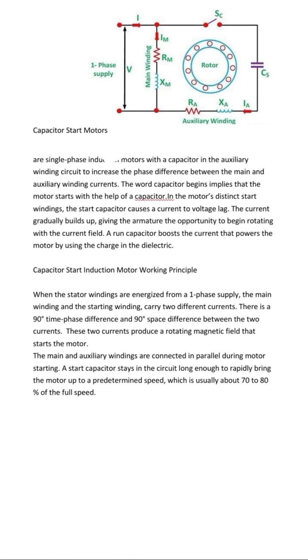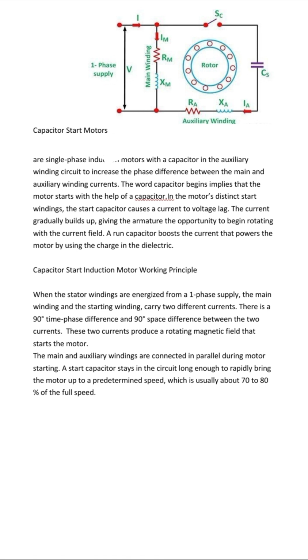Capacitor start motors are single-phase induction motors with a capacitor in the auxiliary winding circuit to increase the phase difference between the main and auxiliary winding currents. The word capacitor start implies that the motor starts with the help of the capacitor. In a motor's distinct start windings, the start capacitor causes a current to lag the voltage. The current gradually builds up, giving the armature the opportunity to begin rotating with the current field. A run capacitor boosts the current with the power of the motor by using the charge in the dielectric.